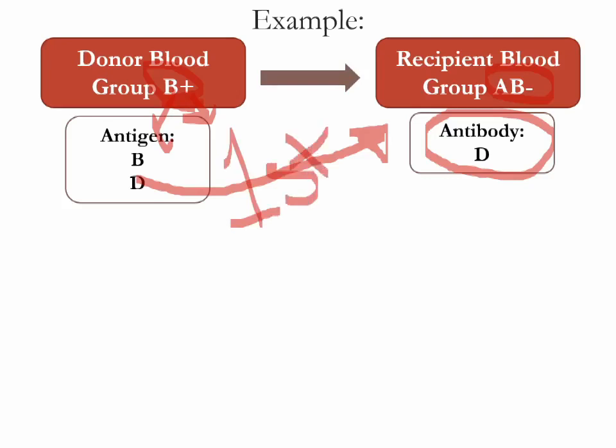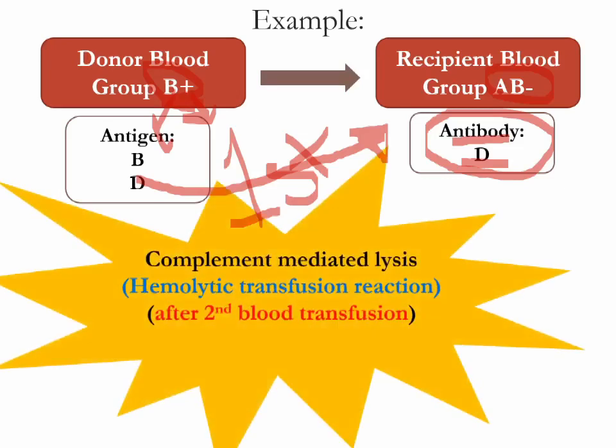But if this occurs another time, a second transfusion, the antigen D entering your body will find the antibody D ready-made in large amount, so it will start to bind with the antigen D, and here the antigen-antibody reaction occurs, and complement-mediated lysis or hemolytic transfusion reaction occurs after the second blood transfusion.